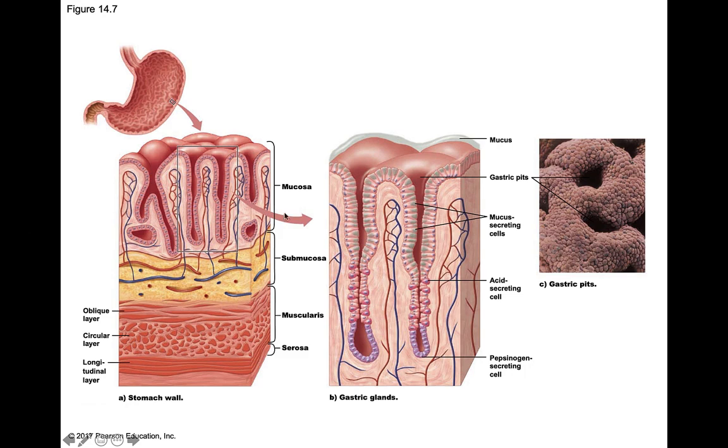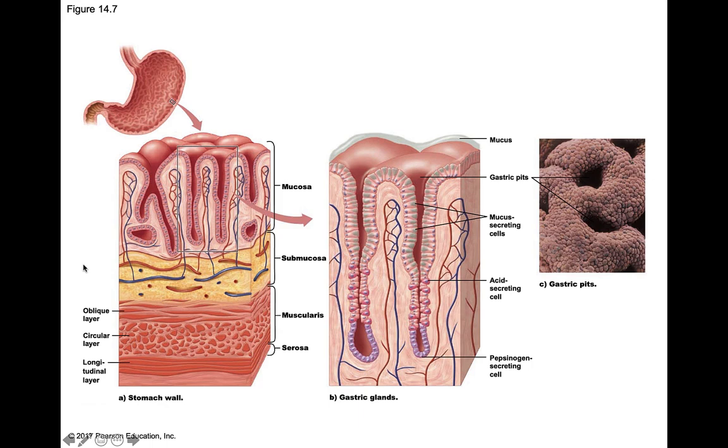Here we can actually see the mucosa. And notice what we have here. These are called gastric pits. And if we take a deeper look, we can actually see the gastric pits. We can see a whole bunch of different types of cells, the mucus secreting cells, the acid secreting cells, the pepsinogen secreting cells. But the gastric pits are really important, and then we can see that wall of mucus. Okay, so really good diagram that really talks about what we see.